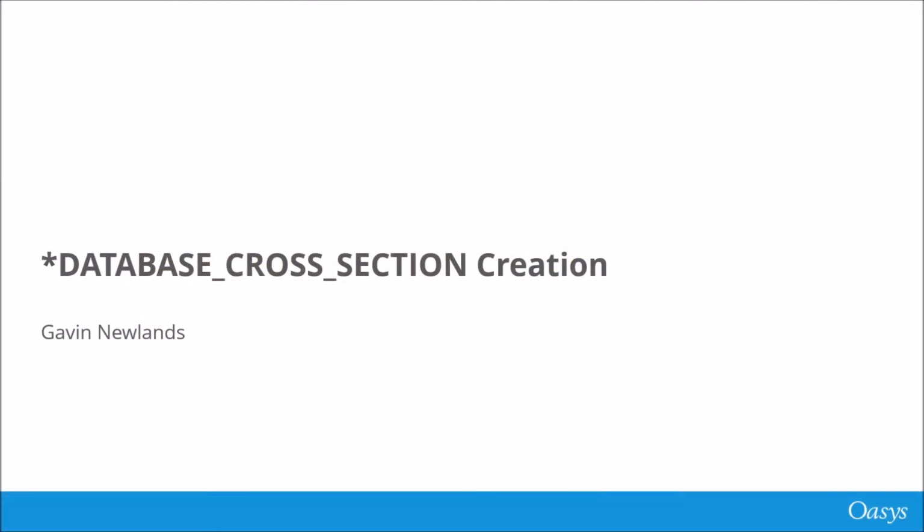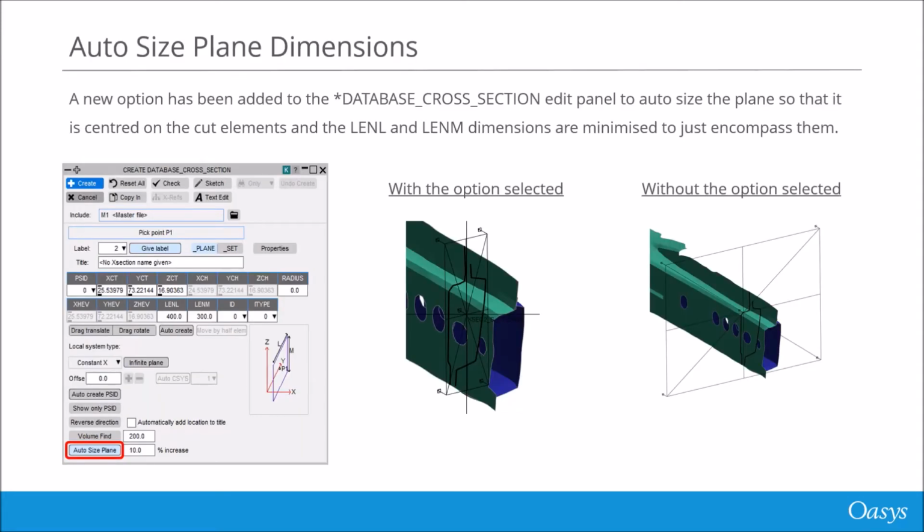I'm just going to talk about a small feature that we've added to database cross-section creation, which will hopefully make it much quicker to create database cross-sections. So what we've added is an option to the creation panel for database cross-sections to auto-size the plane so that it's centered on the cut elements and the len L and len M dimensions are minimized so that it's just encompassing the cut elements. And I'll show you a demonstration of this.